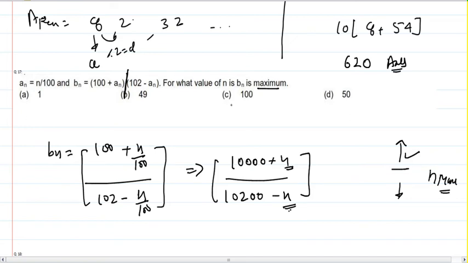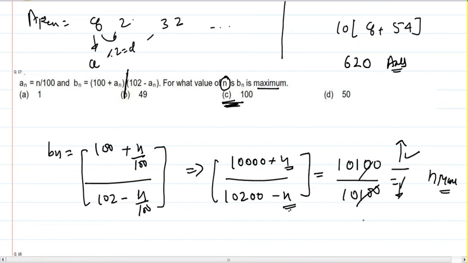Among the answer options, C gives me the largest possible value of n. I will have 10100 upon 10100. Output will be 1. So maximum value of B is 1. Does it say find the value of B, or does it say find the value of n? It says for what value of n will B be maximum? That is answer option C.